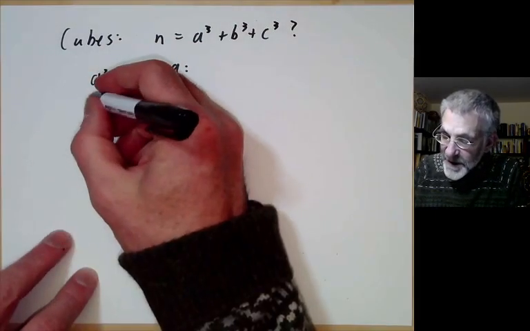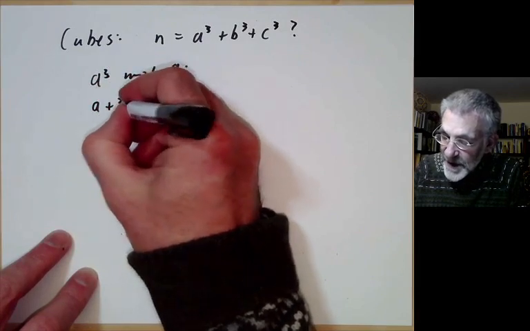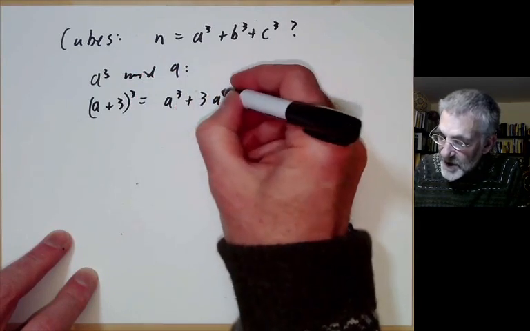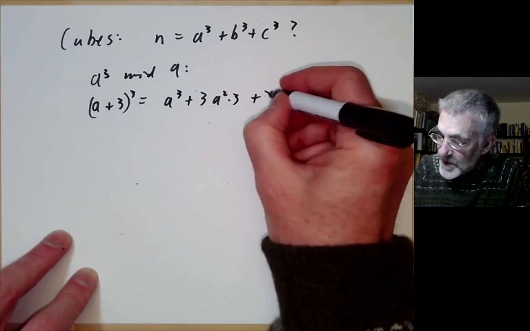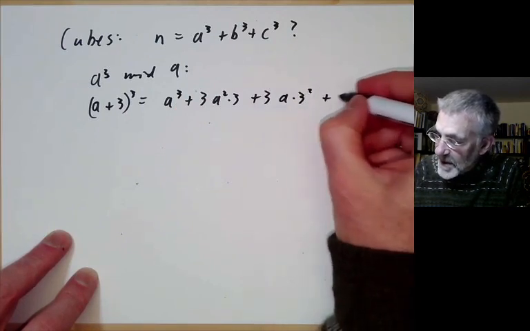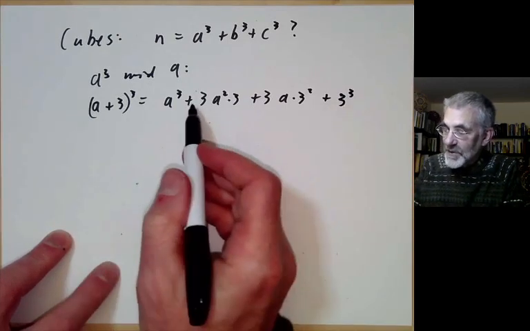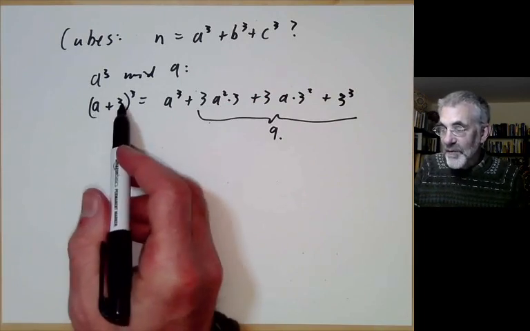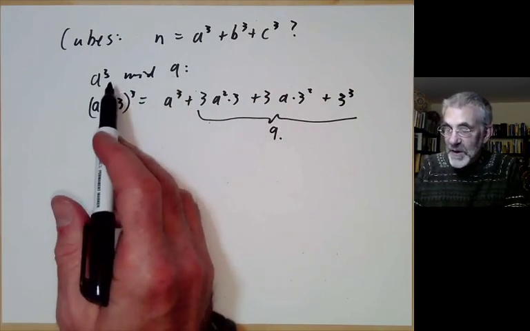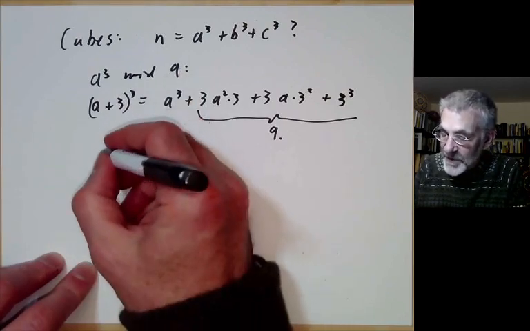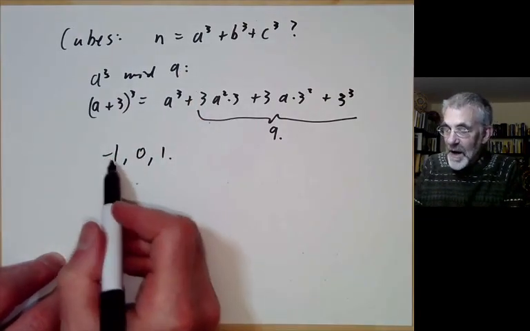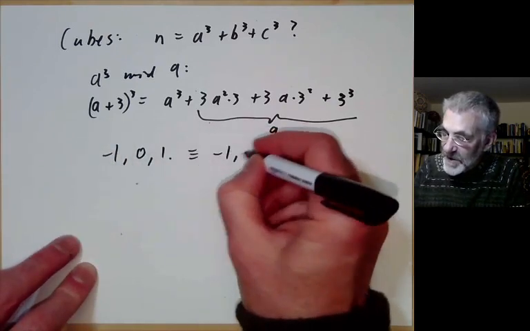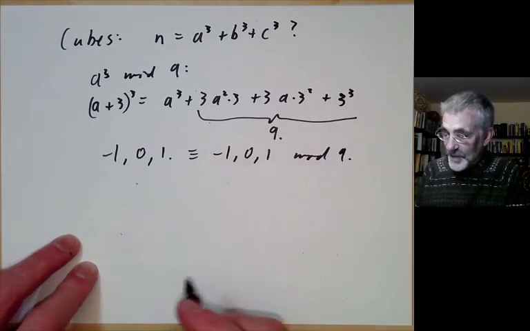Well, we notice immediately that a plus 3 cubed is equal to a cubed plus 3a squared times 3 plus 3a times 3 squared plus 3 cubed. Here we're using the binomial theorem, and we notice that this is divisible by 9. So if you add 3 to a number, you don't change what it is modulo 9. So to work out what a cubed is modulo 9, we only need to look at three numbers, minus 1, 0 or 1, because any number can be obtained from one of these by adding a multiple of 3 to it. And these are obviously just congruent to minus 1, 0 or 1 modulo 9.